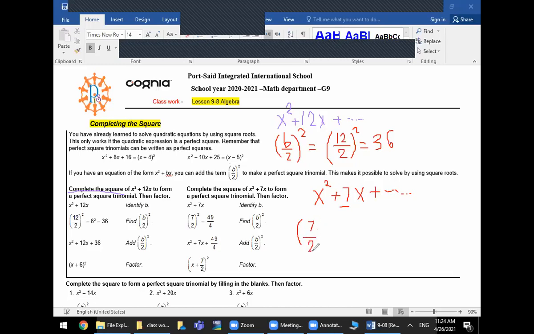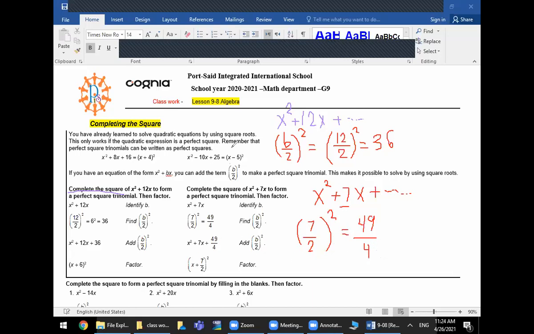All to the power of 2. So what will the answer be? Wait, calculator. It will be 49 over 4. Right? Because 7 to the power of 2 means 7 times 7, and 2 to the power of 2 means 2 times 2. So the answer will be 49 over 4.